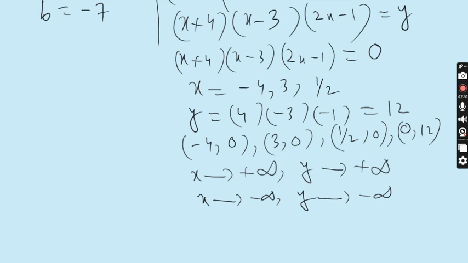So what is the graph? Obviously from top to bottom, sorry, I am sorry again, from bottom to top. This is very important.